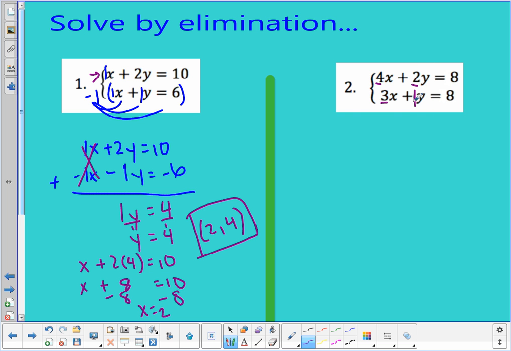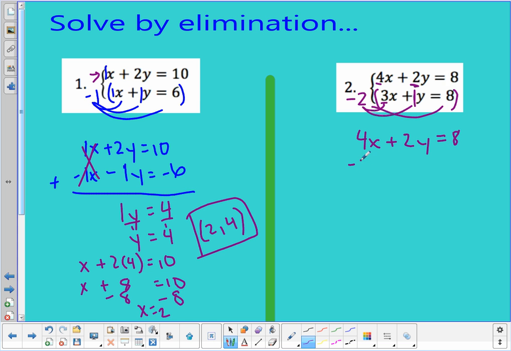So I can very easily multiply this bottom equation by a 2 so that I get to 2y. But I also need it to be negative, so I'm going to multiply by -2, which makes it -2y, because then it's an opposite with this positive 2y, and they'll cancel out. So distribute that across. The top equation stays the same.